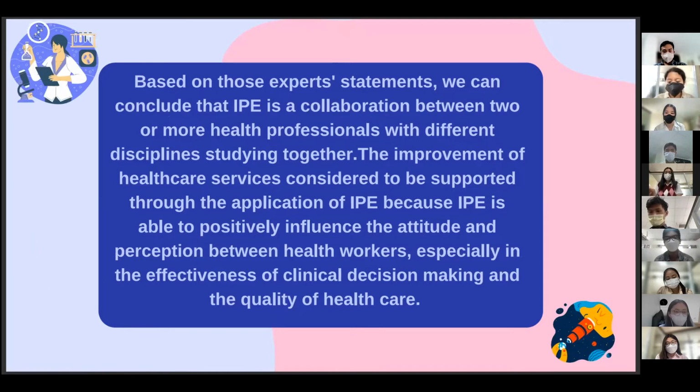Based on those expert statements, we can conclude that IPE is a collaboration between two or more health professionals with different disciplines studying together. The improvement of healthcare service is considered to be supported through the application of IPE because IPE is able to positively influence the attitude and perception between health workers, especially in the effectiveness of clinical decision making and the quality of healthcare. Next.